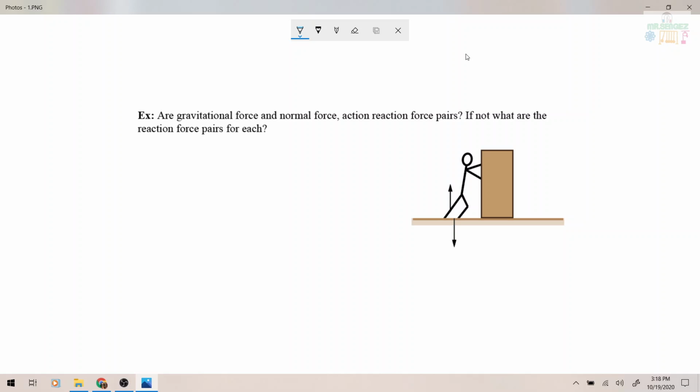Hey guys, I will be solving some questions about fundamentals of force and motion, and that's going to be basically force pairs and free body diagram. So force pairs are basically action-reaction pairs.